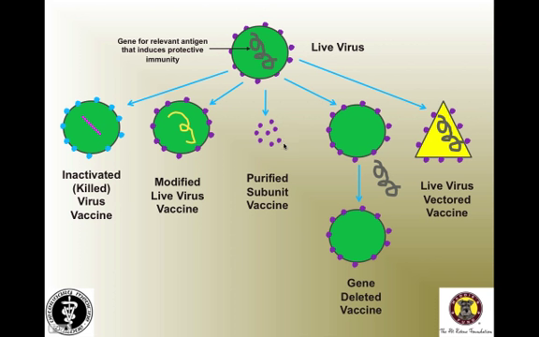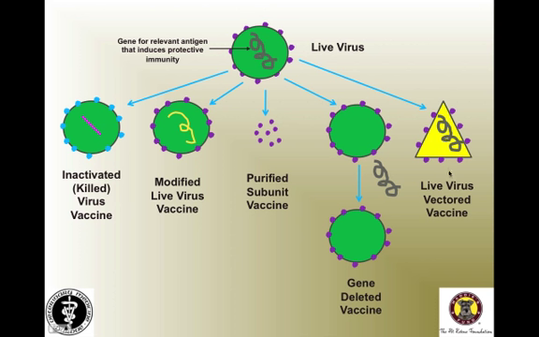More recently, there have been purified subunit vaccines, where they've been taking these epitopes from live virus and using them to stimulate an immune response that is protective. There's gene-deleted vaccines, where they take the genetic material out so that virus can't replicate anymore, but it still has the epitopes on the outside of the virus particle to stimulate an immune response.